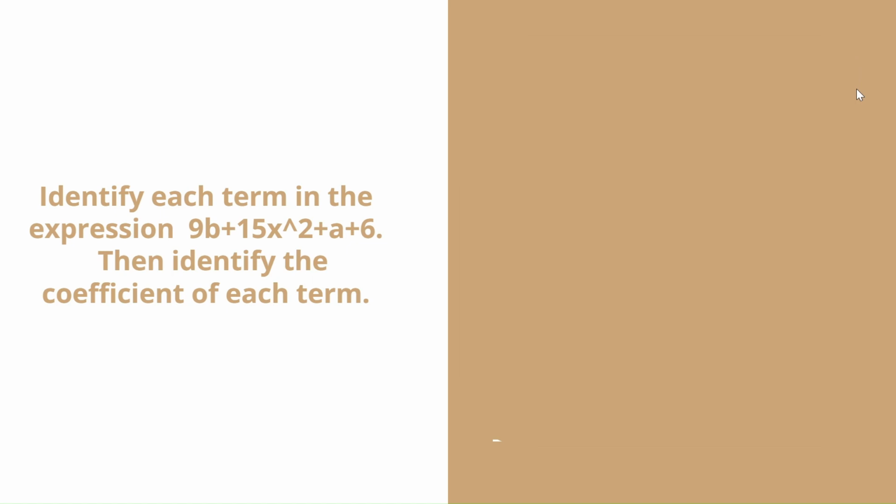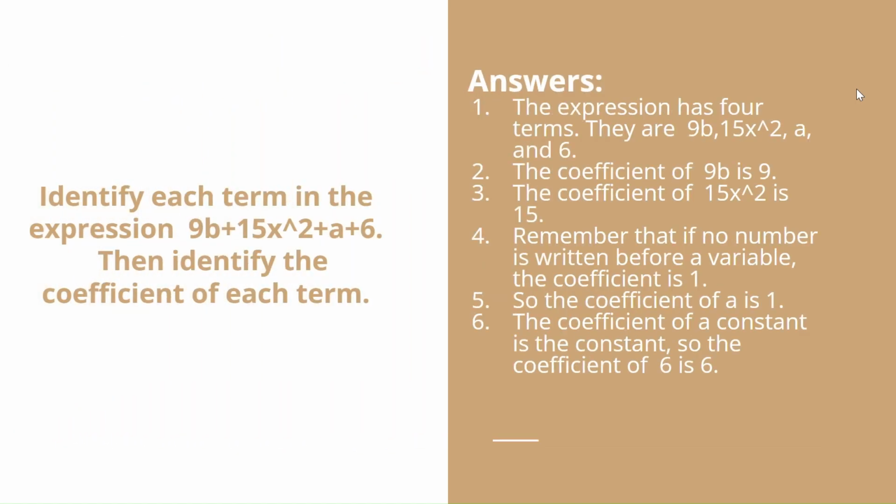Okay, I think time's up. The answer will be the expression has 4 terms, and they are 9b, 15x to the power of 2, a, and 6. The coefficient of 9b is 9. The coefficient of 15x to the power of 2 is 15. Remember that if no number is written before the variable, like a or y or x, the coefficient is 1. So the coefficient of a is 1. The coefficient of a constant is the constant, so the coefficient of 6 is 6.